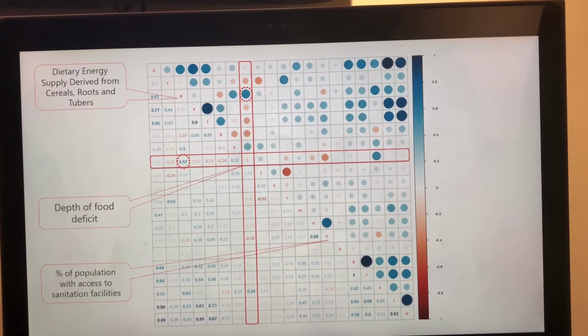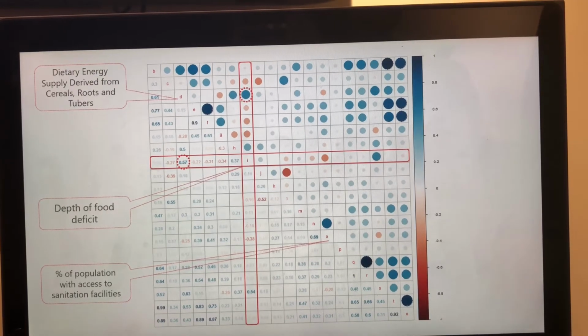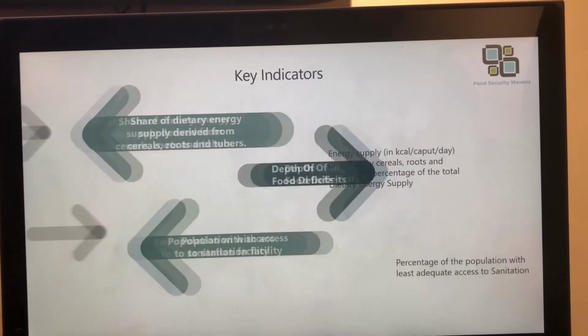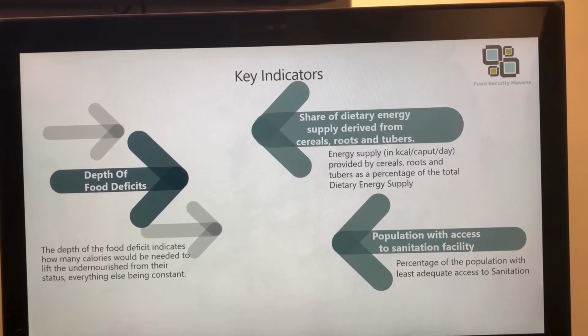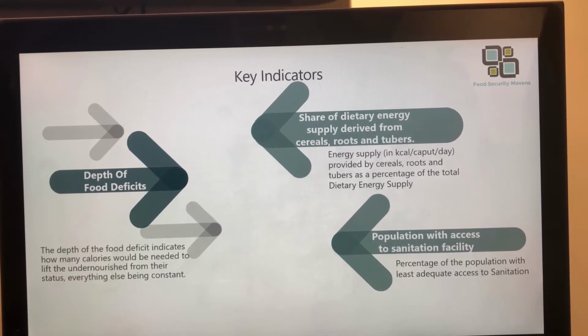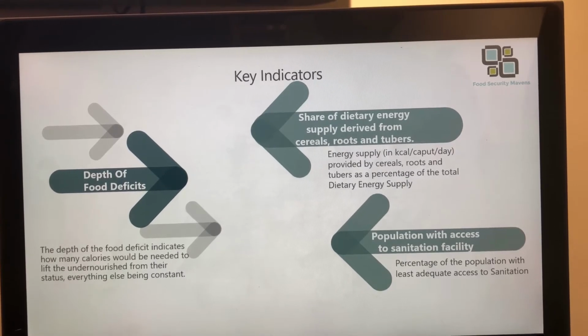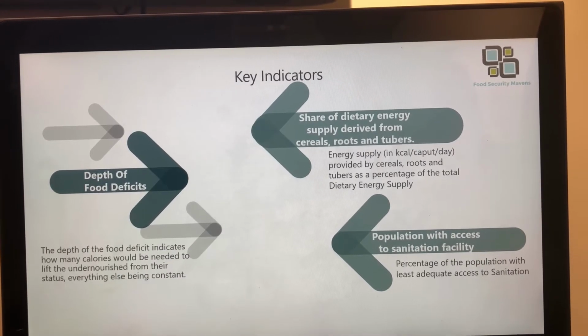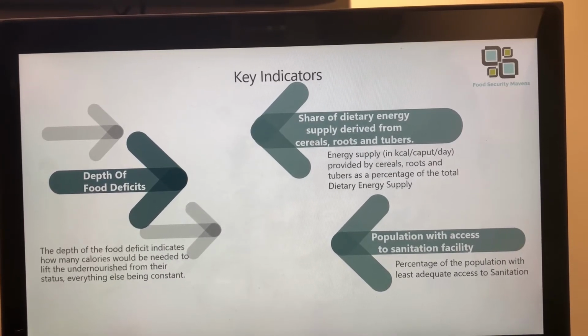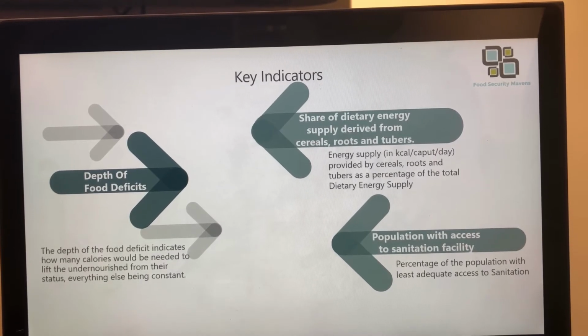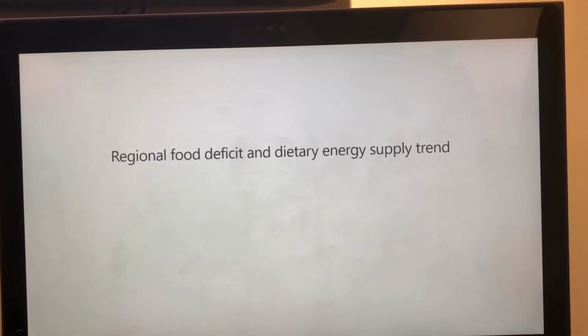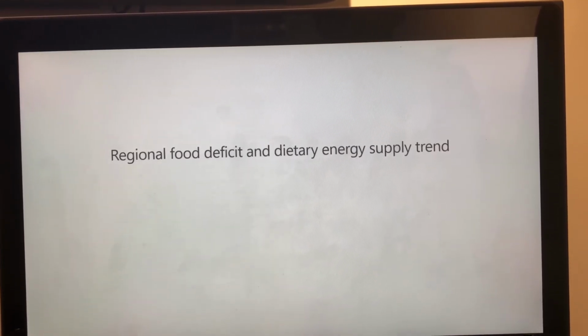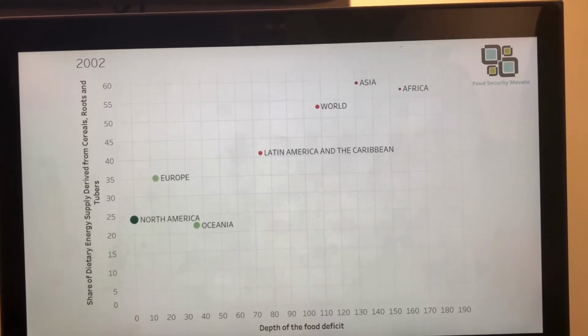Knowing that these are some of the key indicators from correlation, we selected the top 3 that we believe will give us some more exploration: depth of food deficit, share of dietary energy supply derived from cereal, roots, and tubers, and population with access to sanitation facilities. These indicators provide information useful to assess the utilization dimension of food security outcomes. So to further analyze, we looked into the regions across the world which impact food deficit and dietary energy supply trend. Let's look into the graphs.